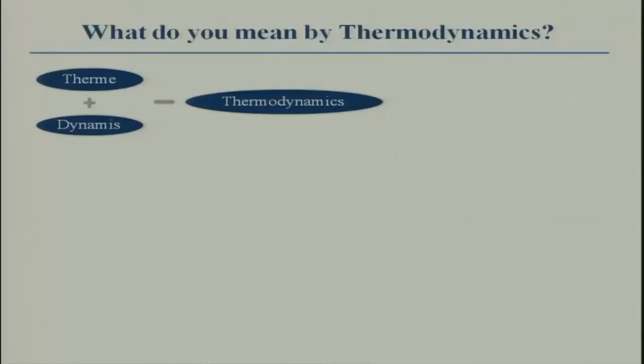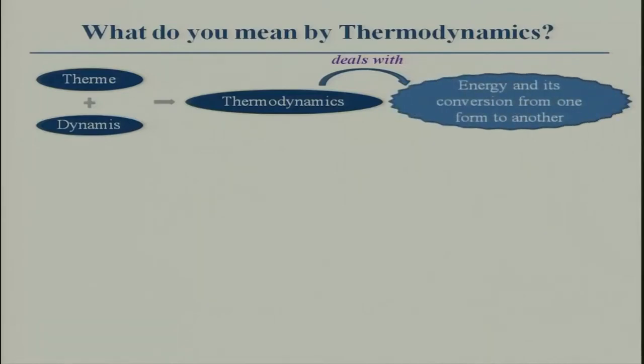If you look at the word thermodynamics, it consists of two words: thermo and dynamics. Thermo means heat, and dynamics is force. Heat energy, or sometimes we call it thermal energy, can be converted to various forms like electrical, mechanical, magnetic and other forms. Therefore, thermodynamics deals with energy and its conversion from one form to another. So you can say thermodynamics is the physical science that deals with energy and its conversion from one form to another. As I asked, what do you mean by energy?